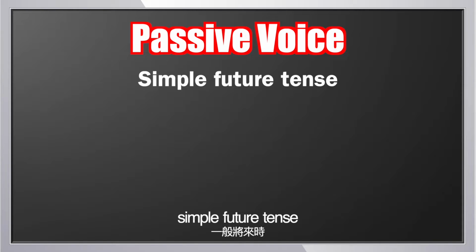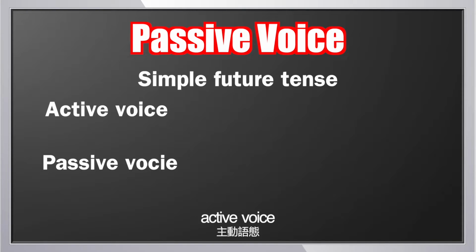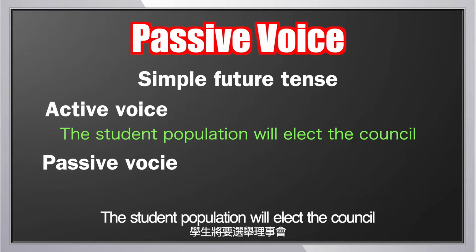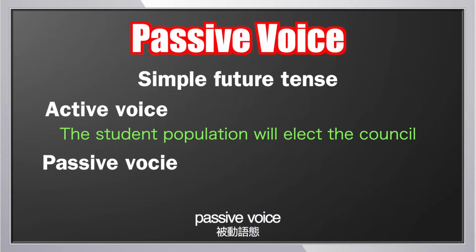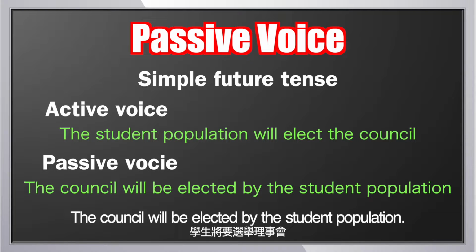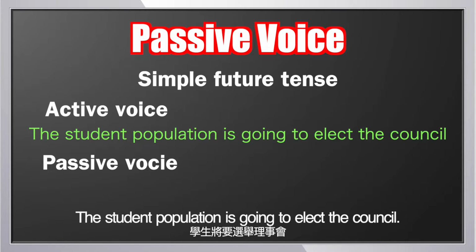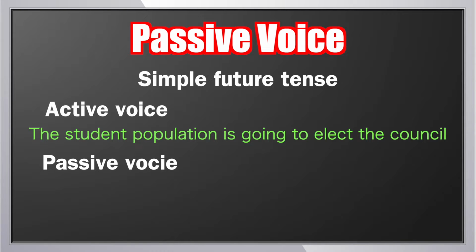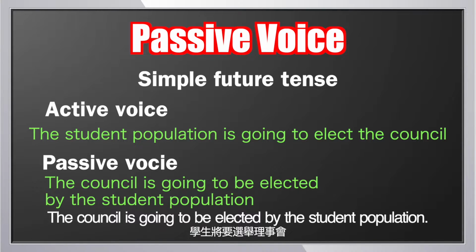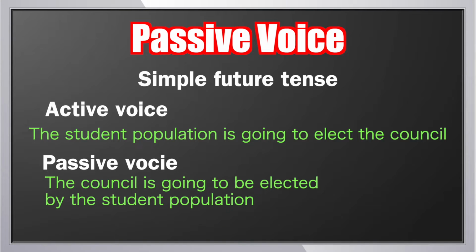Simple future tense. Active voice. The student population will elect the council. Passive voice. The council will be elected by the student population. We can also say, the student population is going to elect the council. The passive voice form is, the council is going to be elected by the student population.